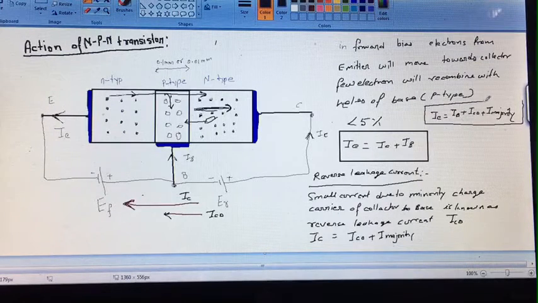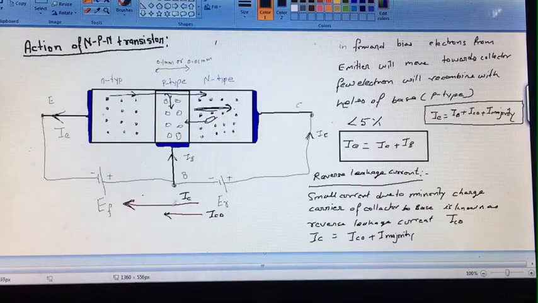Emitter current through the NPN transistor is equal to base current plus reverse leakage current plus current due to majority charge carrier. Similarly, when we are considering PNP transistor, in that case holes from this side will move to the collector region, then current will be in this direction.